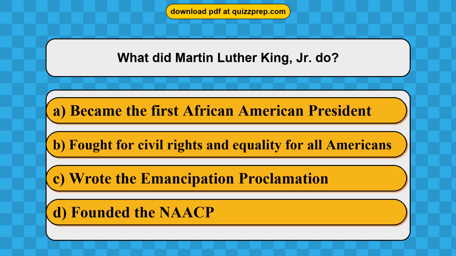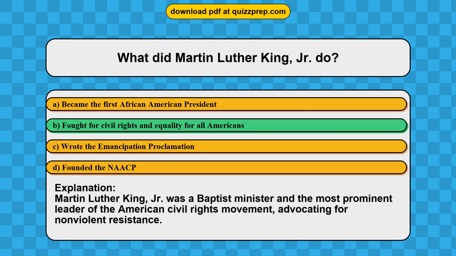Question 28. What did Martin Luther King, Jr. do? Option A. Became the first African American president. Option B. Fought for civil rights and equality for all Americans. Option C. Wrote the Emancipation Proclamation. Option D. Founded the NAACP. The correct answer is option B, fought for civil rights and equality for all Americans. Martin Luther King, Jr. was a Baptist minister and the most prominent leader of the American civil rights movement, advocating for nonviolent resistance.